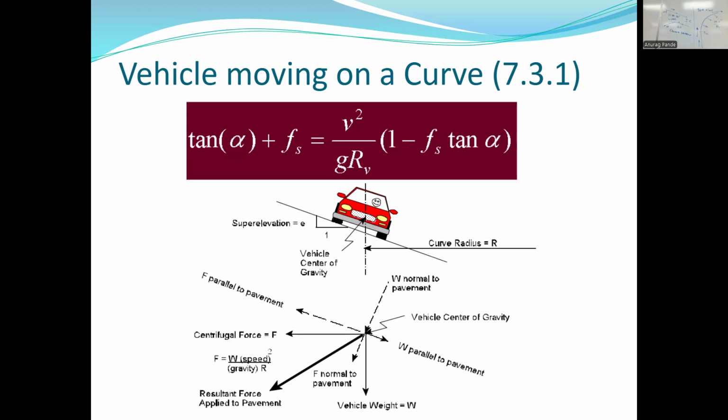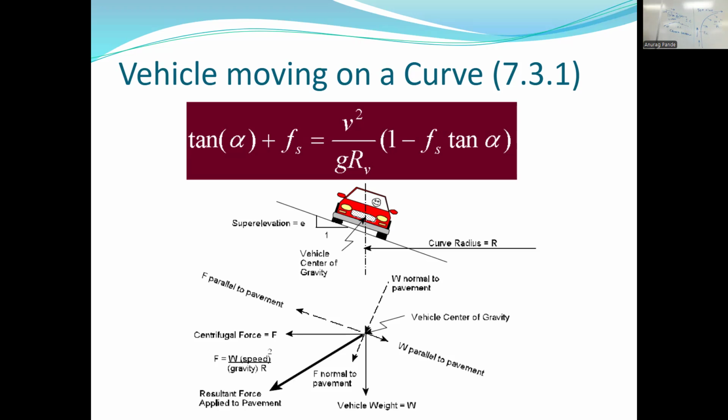this is your governing equation right here. Okay, tangent alpha is that grade. So this 8% or 6% is represented by tangent alpha of this angle. So this is alpha, and tangent alpha represents that grade. And our grade, as I said, is going to be 6% to 8%. Fs is the coefficient of side friction. What is the friction for the car to move sideways? Okay, what's the friction coefficient between the tire and the pavement surface for the sideward movement? So that's your Fs.